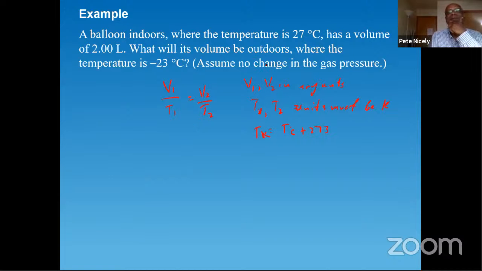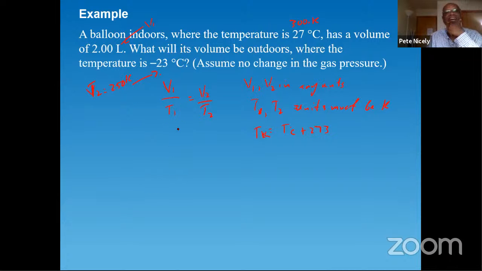So that's important because here the temperature is given in Celsius. If we add 273 to 27, 273 plus 27, that gives you 300 Kelvin. So here you're going to have 300 Kelvin. The initial volume here is V1, and the final temperature is minus 23. So we add 273 minus 23, that gives you 250. So T2 would be equal to 250 Kelvin.